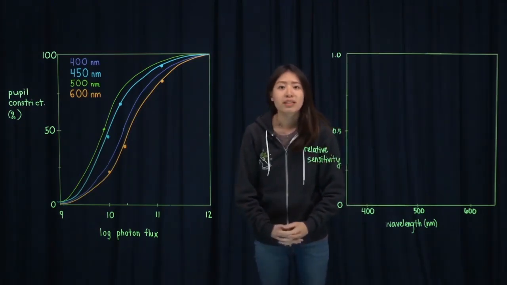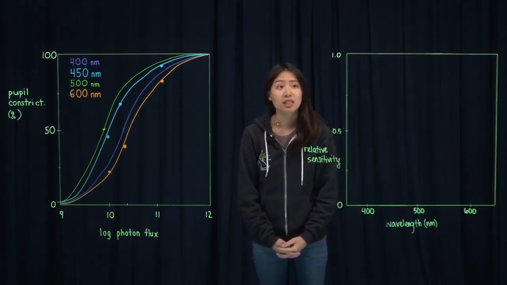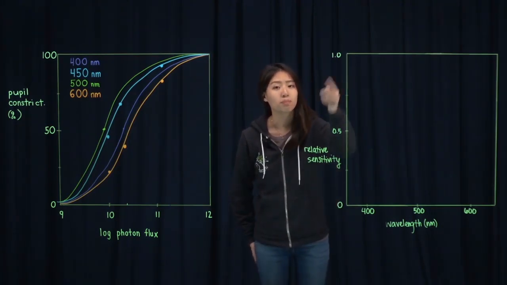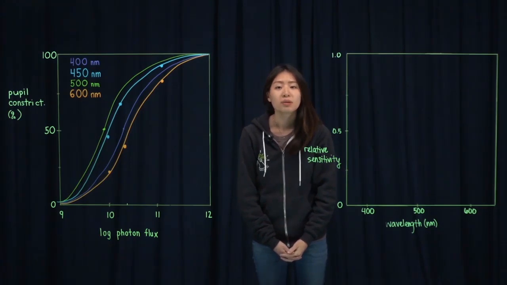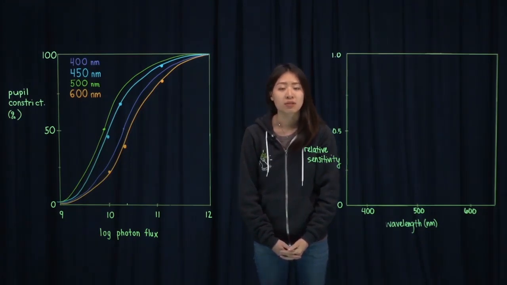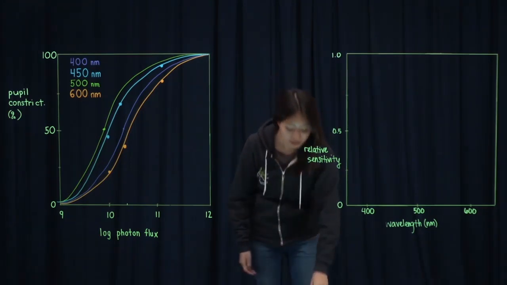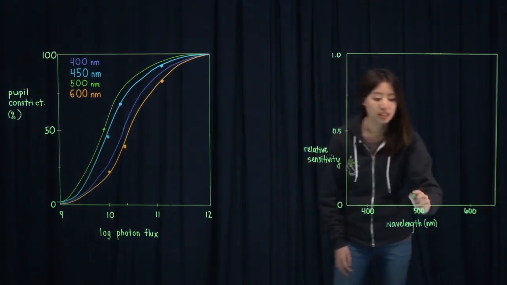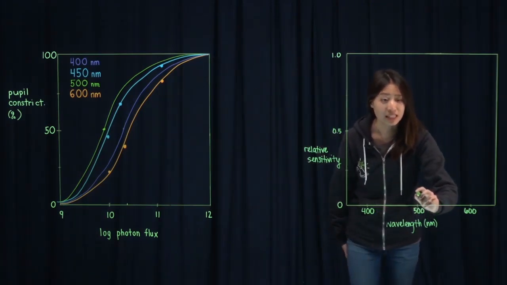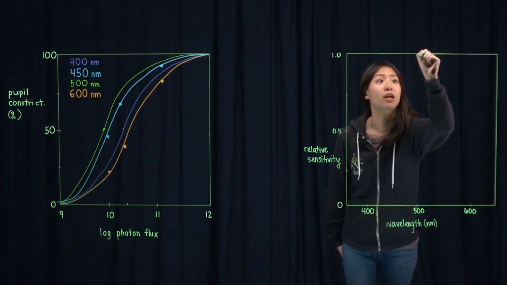It's important to note that relative sensitivity does not have any units and that it ranges from 0 to 1. We'll begin by plotting our maximum sensitivity reference point that has a wavelength of 500 nanometers here and a sensitivity that is designated 1. So we'll plot that here.